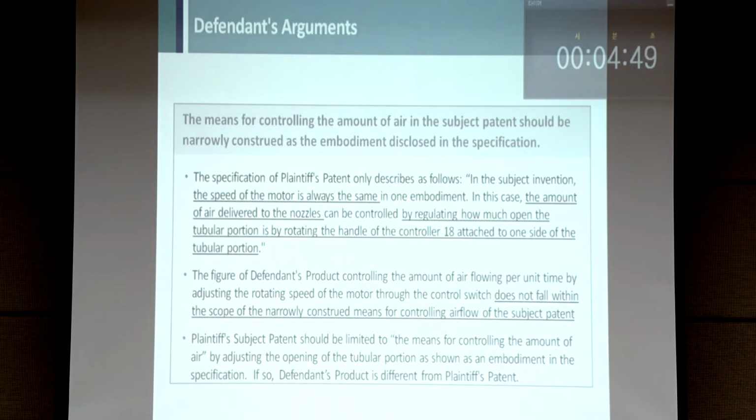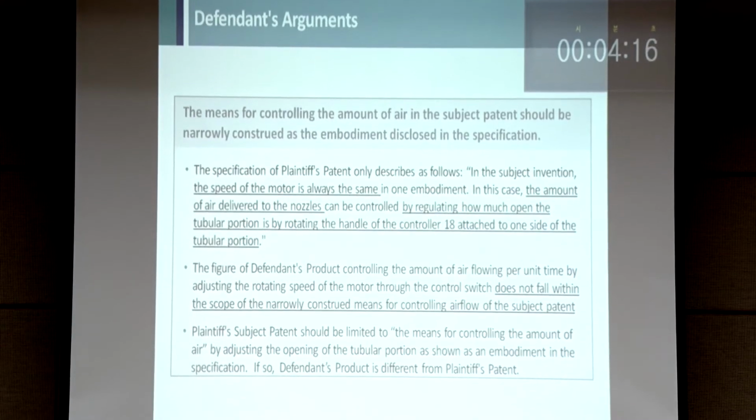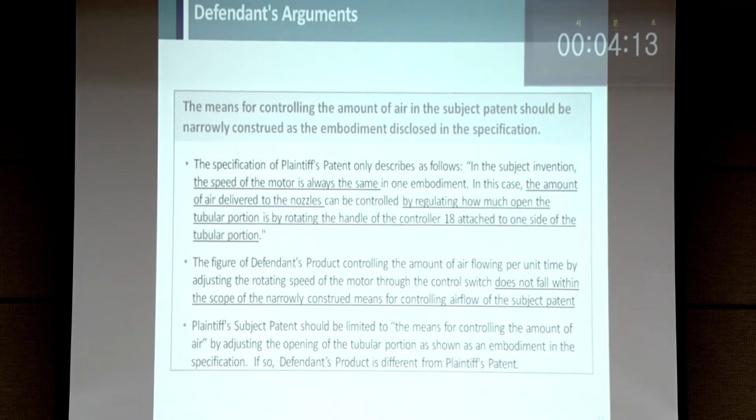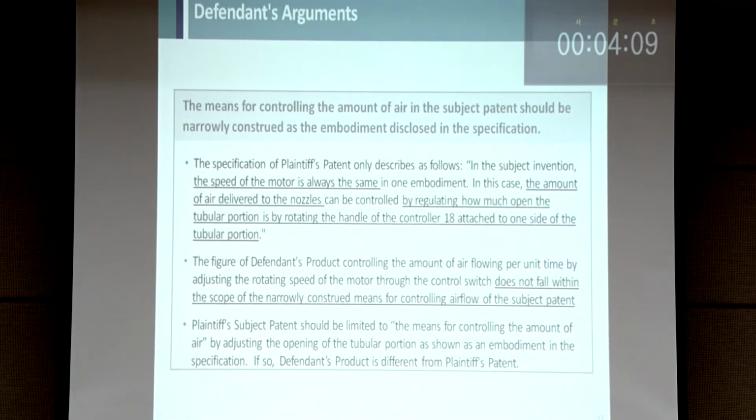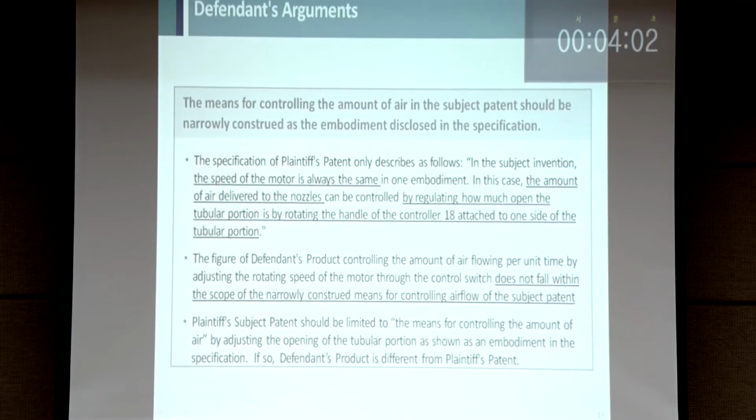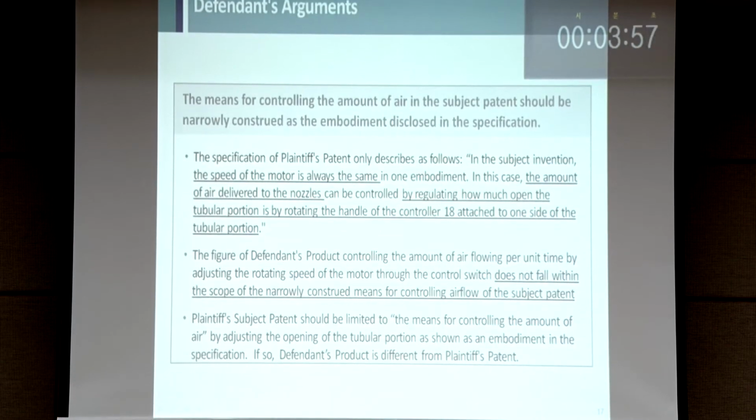The defendants argue that in this case, the means for controlling the amount of air flowing in the source pattern should be narrowly construed as the embodiment disclosed in the specification, or the means for controlling the amount of air delivered to nozzles by regulating how much open the tubular portion is by rotating the handle of the controller attached to one side of the tubular portion. With this interpretation, the defendant contests that the means for controlling the amount of air flowing in the defendant's product does not fall within the scope of the narrowly construed means for controlling air flow of the subject matter.